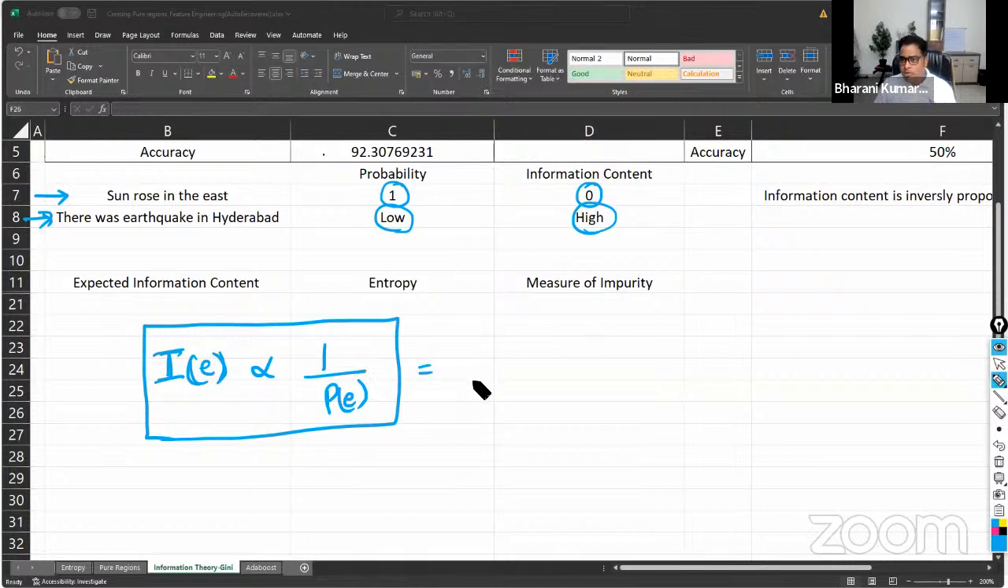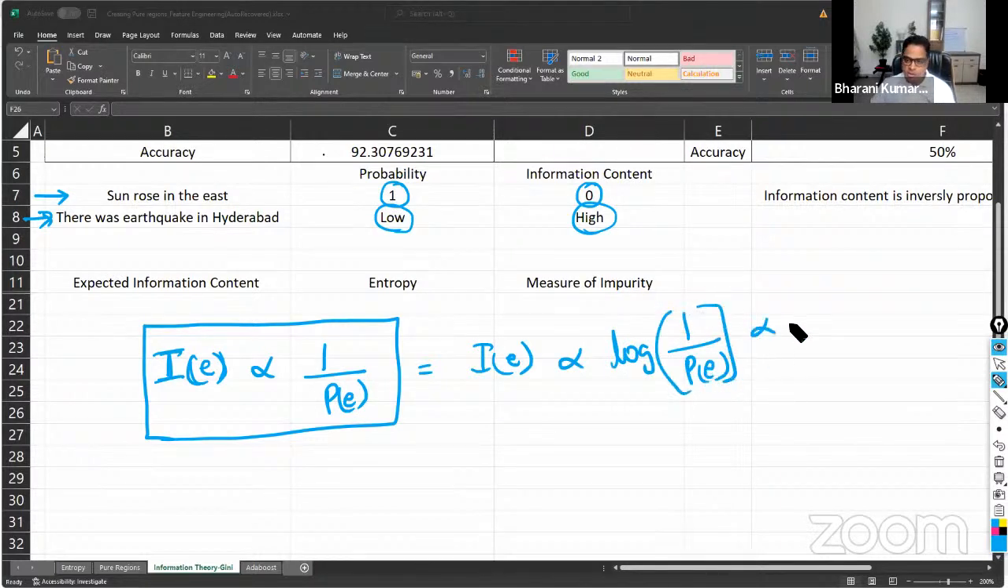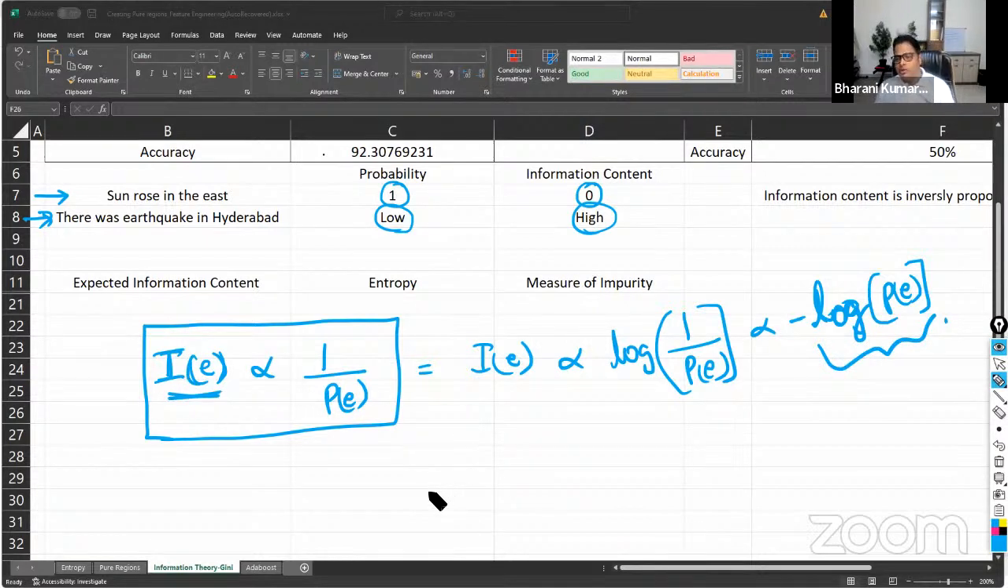For ease of math calculation, people usually use log. Log of 1 by probability of this. Now, when you want to take this to the numerator, it'll be minus log of probability of event. Okay. This is information content. That means information available in your data, in your content.